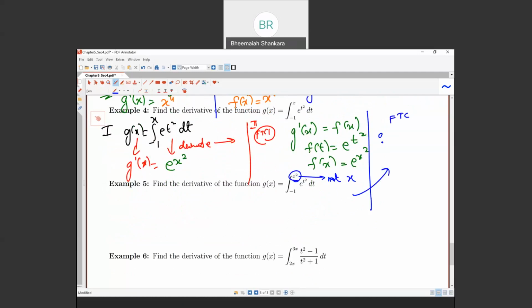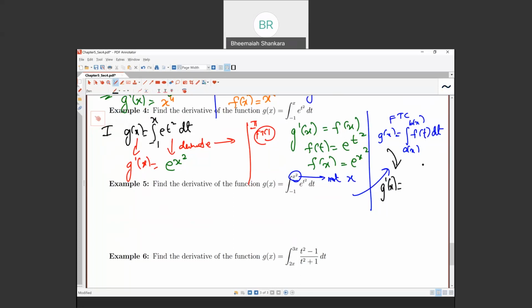Suppose you have g of x equal to the integral from a of x to b of x, where both the limits are functions of x. It might not be a simple linear function x, but it can be x square or x cube. And the lower limit might not be a constant; it can even be a function of x. So when you want to differentiate such a function, you write the derivative of g as g prime.